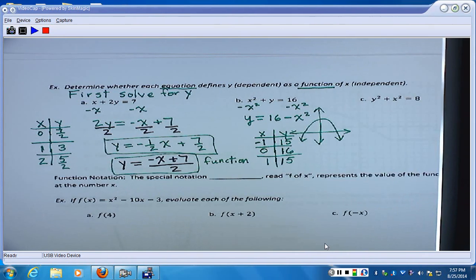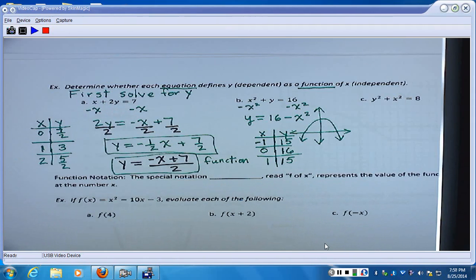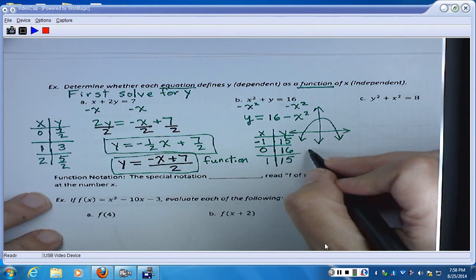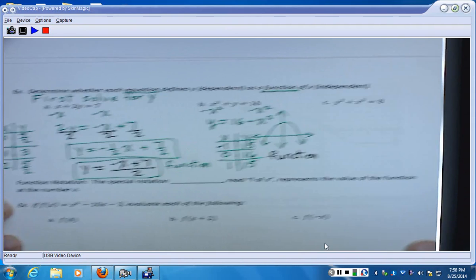So remember, you can use the vertical line test. You could have graphed these and seen that you could do the vertical line test. But on the test, I'm going to want you to solve for y and show it algebraically. But you can check your work by drawing a little sketch. So this is a function. And you're probably going to understand it better when we do this next example.